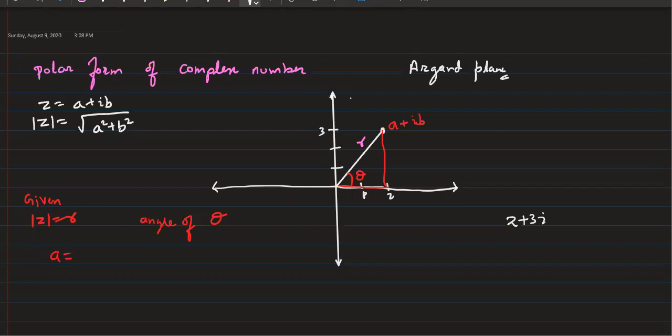So Snigdha has answered. What about others? So what is a? A will be r cos theta. Yes or no? Yes, Dhruv. A will be r cos theta. And what about b? b will be r sin theta. Yes or no? Tell me.